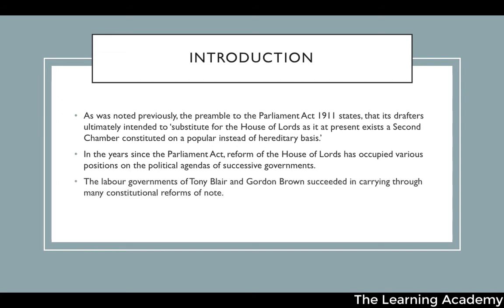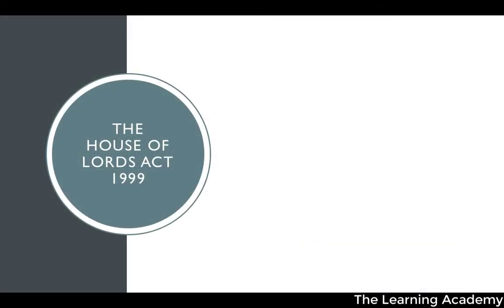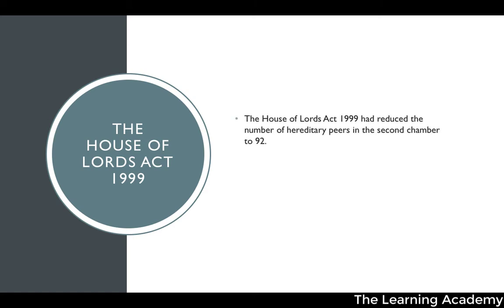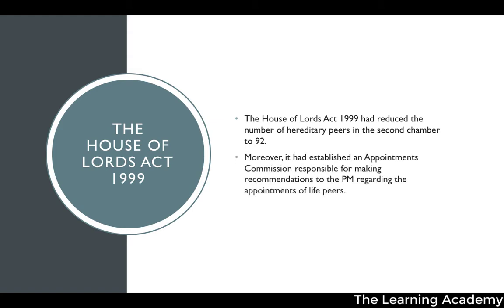The Labour governments of Tony Blair and Gordon Brown succeeded in carrying through many constitutional reforms of note. I think we have talked about the House of Lords Act in the constitutional reform video. However, this is going to be a little bit more specific. The House of Lords Act of 1999 was passed by the Labour government, and it reduced the number of hereditary peers in the second chamber to 92. It also established an appointments commission responsible for making recommendations to the Prime Minister regarding the appointment of life peers. So this is really a way of taking away power from the hereditary peers within the House of Lords.